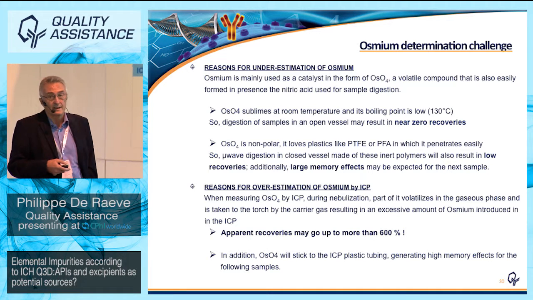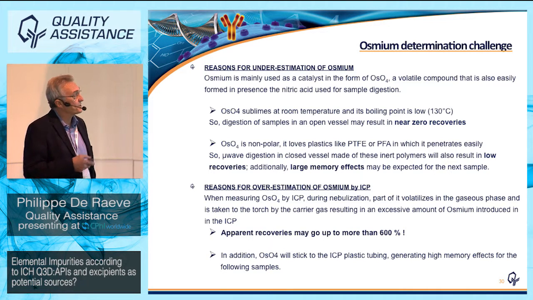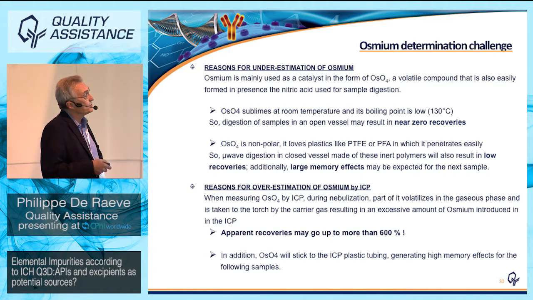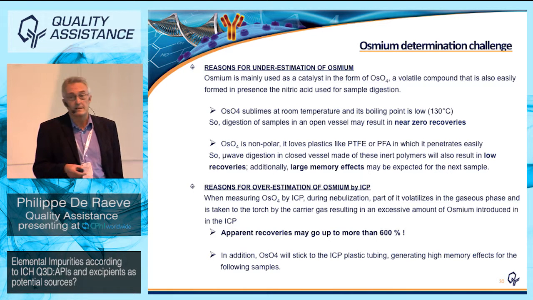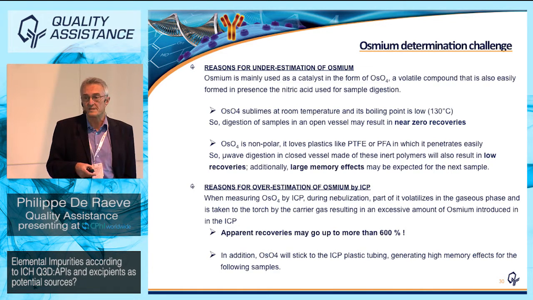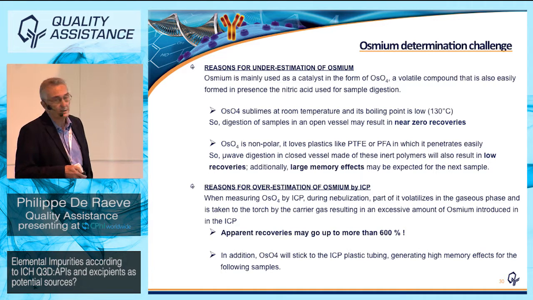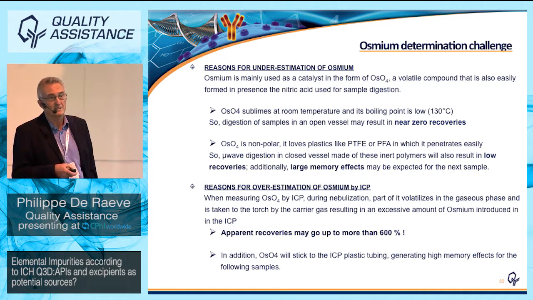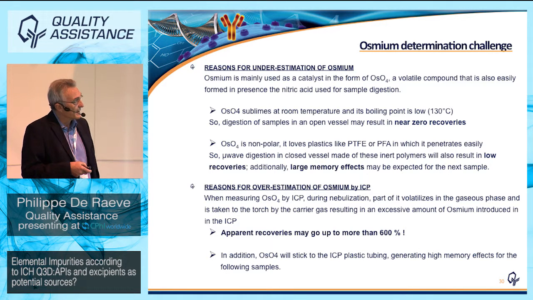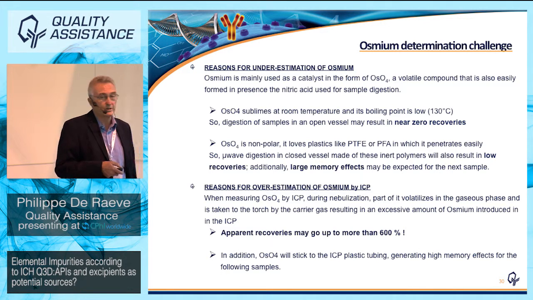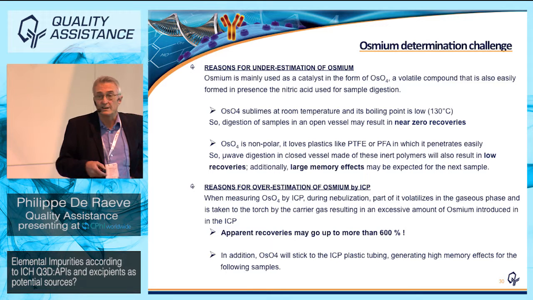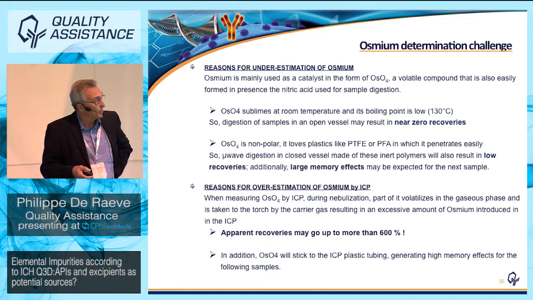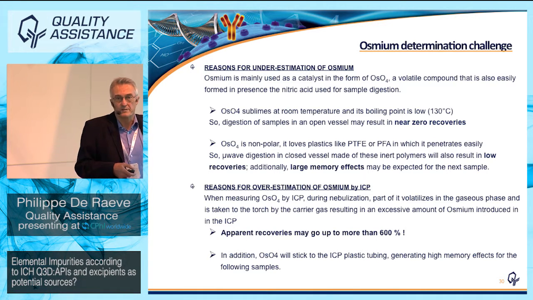Why? There are some reasons to underestimate the osmium. Usually, it is used as a catalyst in the form of OsO4. That is a volatile compound that is also formed when you digest your sample with nitric acid. OsO4 sublimes at room temperature. The boiling point is very low, 130 degrees. So digestion of sample in an open vessel will result in near zero recoveries.